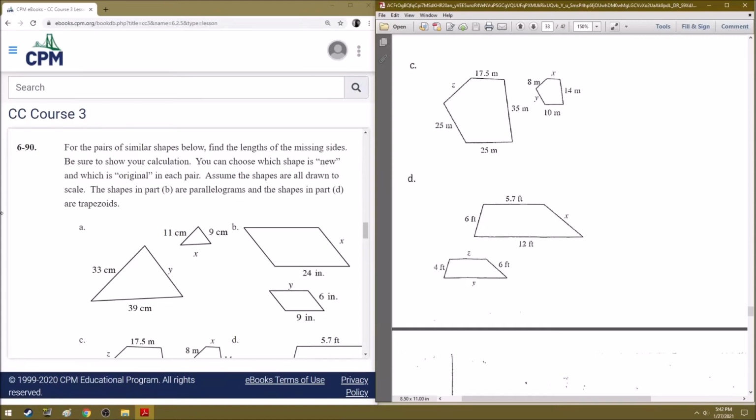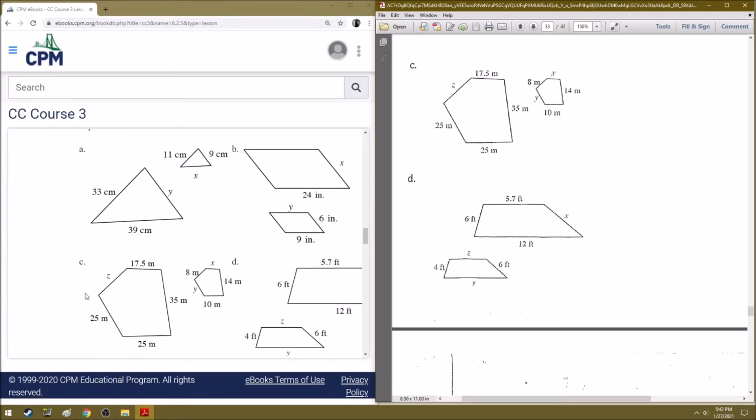Problem 6-90, and we're going to be doing part C in this problem. So we're given both these shapes, and I'll pick this bigger one to be the original, but you could pick either, and I'll pick the smaller one to be the new shape. So we want to find side lengths x and y, or I think it's z and y in this one. But to do that, we need to first find the scale factor.